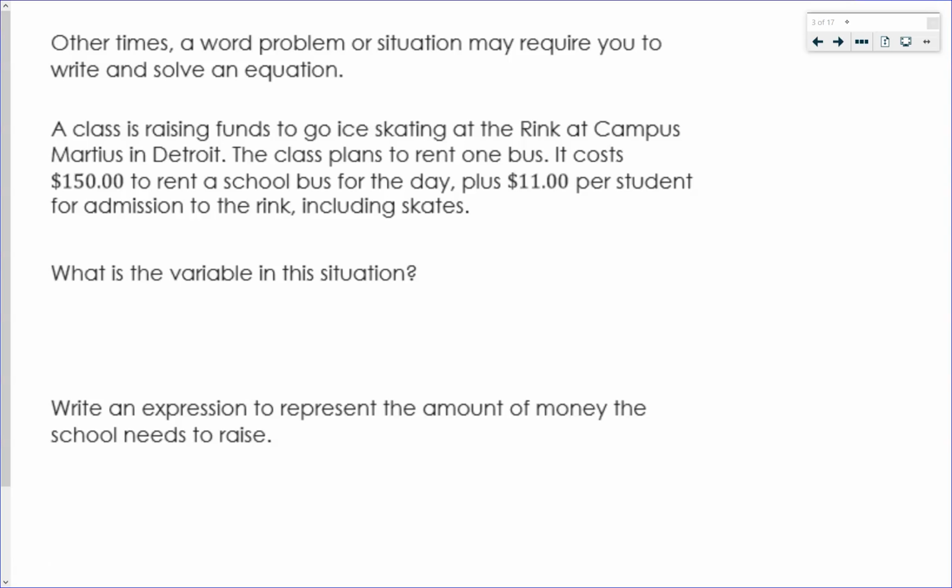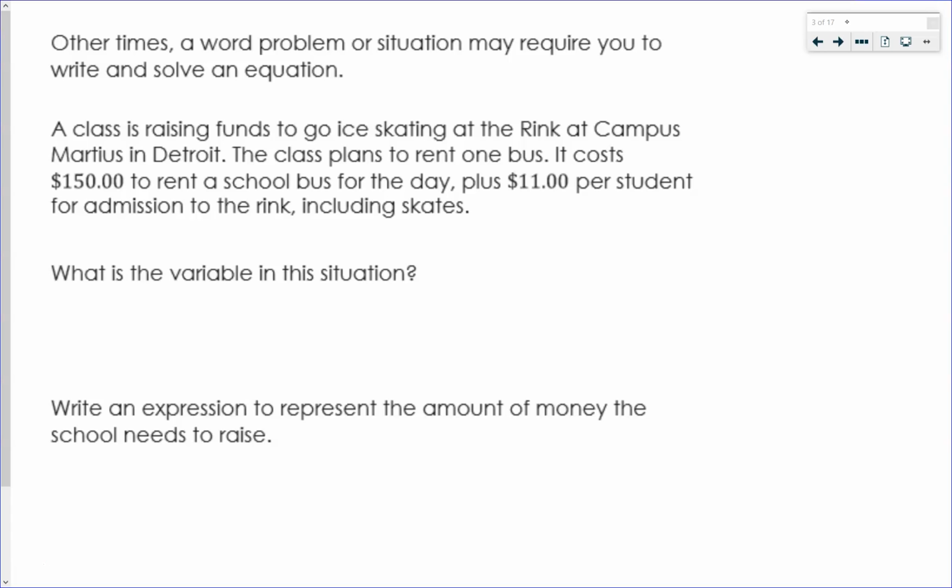So the class is raising funds to go ice skating at the rink at Campus Martius in Detroit. The class plans to rent one bus. It costs $150 to rent a bus for the day, plus $11 per student for admission to the rink, including skates. What is the variable in the situation?